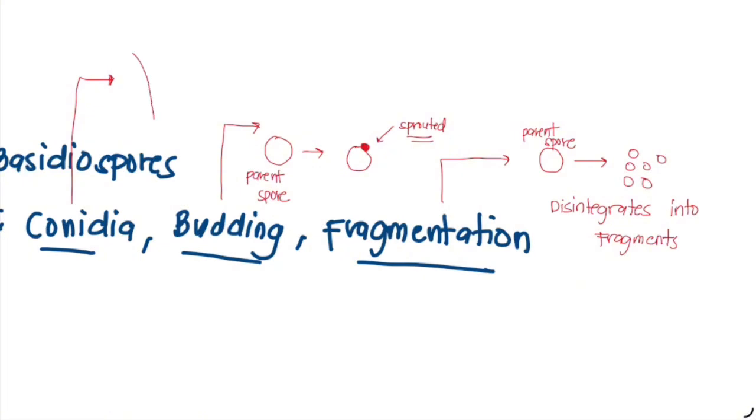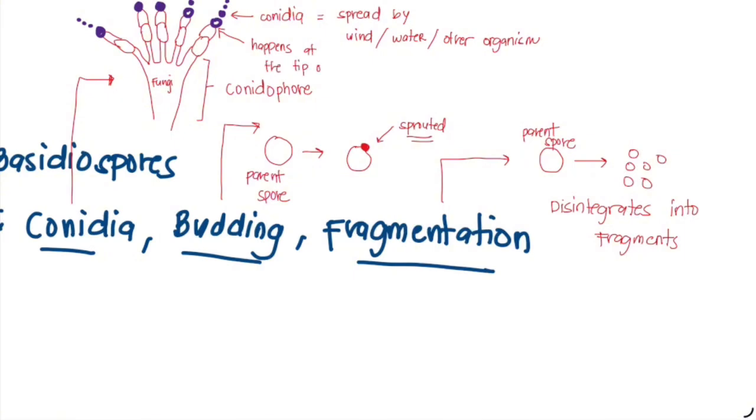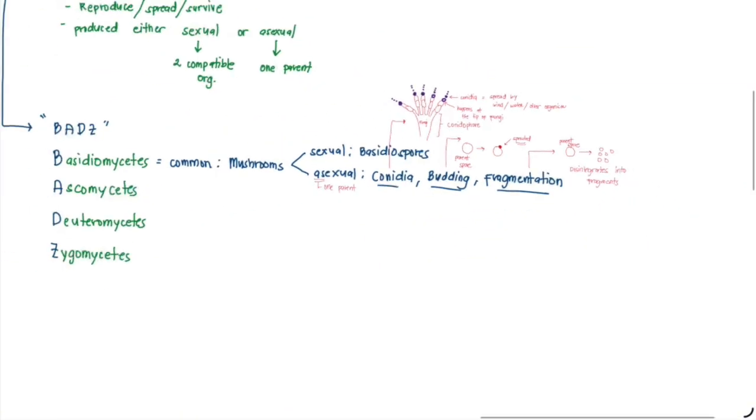Ang conidia naman po, it actually happens at the tip of the fungi. Sige, drawing ako ng example fungi, no? So sa tip ng fungi, okay, doon po naka-attach or napoproduce ang conidia, no? Na nakadikit sa conidophore. So itong mga violet po nito, yan yung conidia. Okay, they are spread by wind, water, or other organism. Yun yung asexual reproduction nila. Tandaan, it happens at the tip of the fungi.